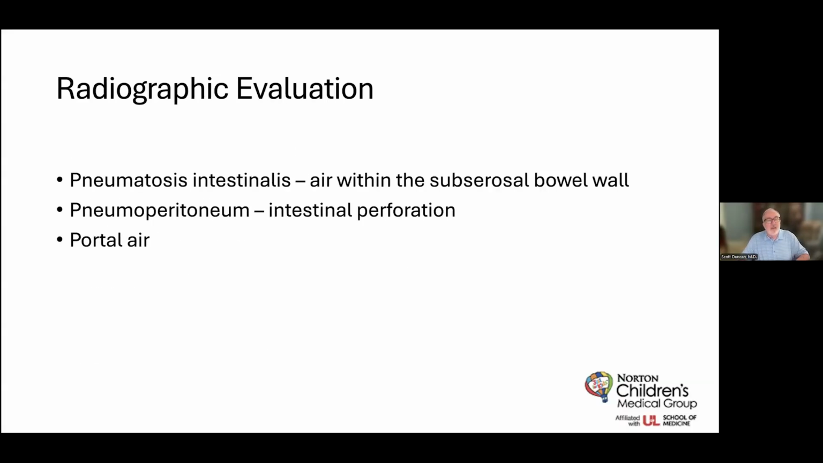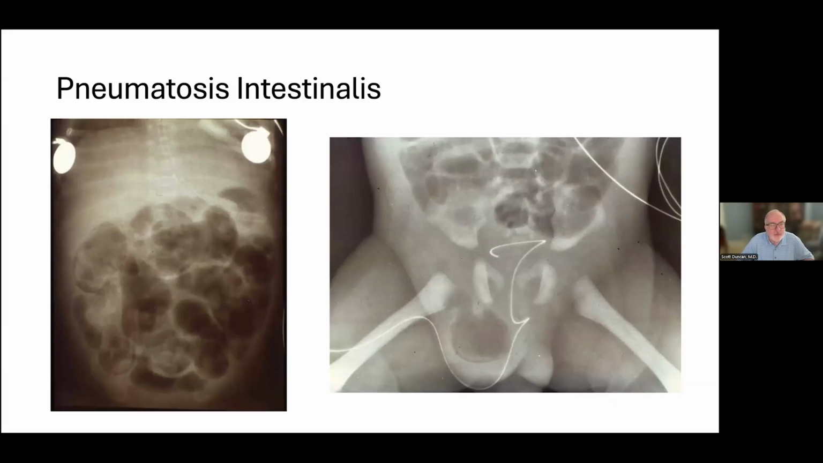Radiographic evaluation, we typically see 3 or 4 things. So pneumatosis intestinalis, I'll show some pictures in a moment, is where you have air within the subserosal bowel wall. A pneumoperitoneum is where you're going to find free air in the abdomen, indicative of intestinal perforation. And portal air is where you have air that's tracked up into the liver.